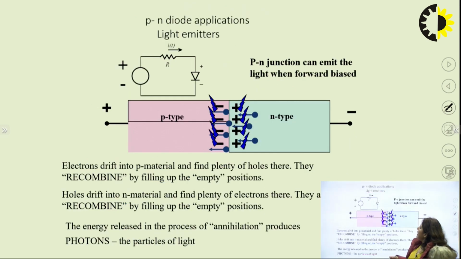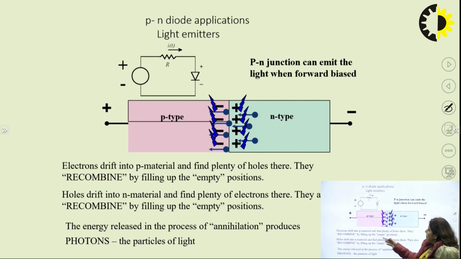PN junction diode applications include light emitters. As I have discussed, there are various applications like LEDs and lasers. LEDs and lasers basically work on the recombination and generation process, which we will cover in the next 2-3 lectures. We have this arrangement of P type and N type, and as we already discussed, electrons will flow towards the P side when we apply positive voltage to the P side and negative voltage to the N side, creating electrons, or negative charge carriers, on the P side. Similarly, positive charge carriers on the N side.